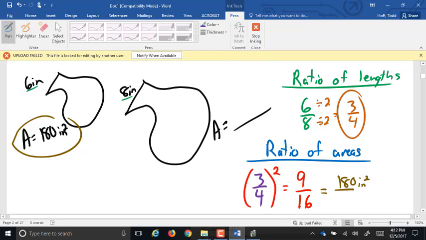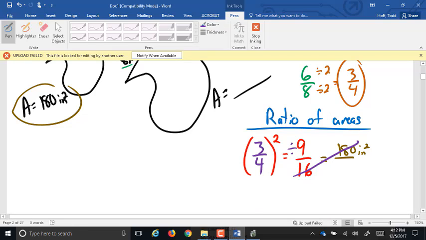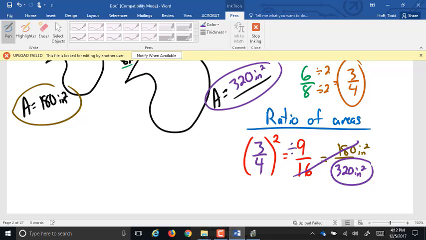So now we can cross multiply and divide. 16 times 180 divided by 9 is 320 square inches. So after being enlarged, that area has increased to 320 square inches. Any questions on that?